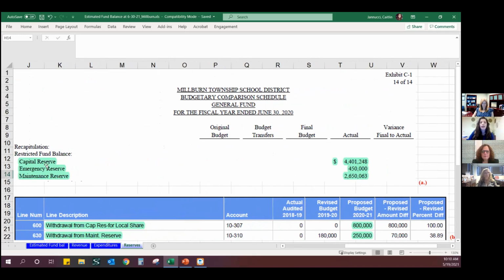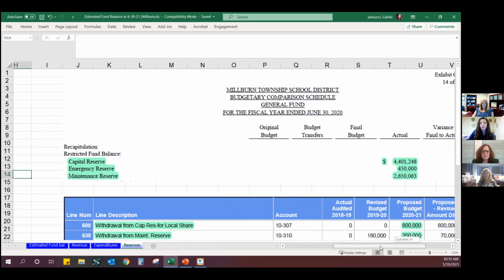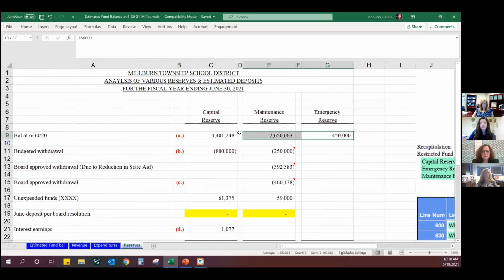And as we can see, they ended in fiscal year 2020 with their capital reserve at 4.4 million, emergency at 450,000, and maintenance at 2.6 million. So if we scroll back over, that's where I'm starting out our reserve analysis. And then we're going to look at some withdrawals.